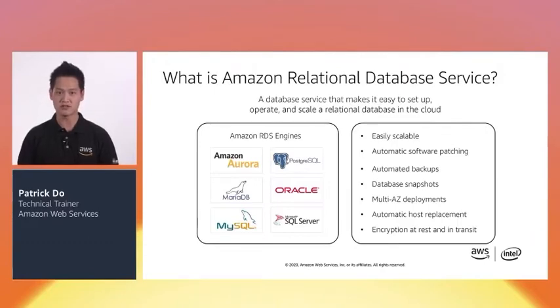One of these database services is Amazon RDS, or Relational Database Service. It makes it easy to set up, operate, and scale a relational database. Today, it supports Amazon Aurora, which we'll talk about later, PostgreSQL, MariaDB, Oracle, MySQL, and Microsoft SQL. It reduces the administrative burden of running your own databases by automating things like patches and backups. It supports snapshots for redundancy and multi-AZ deployments for high availability.